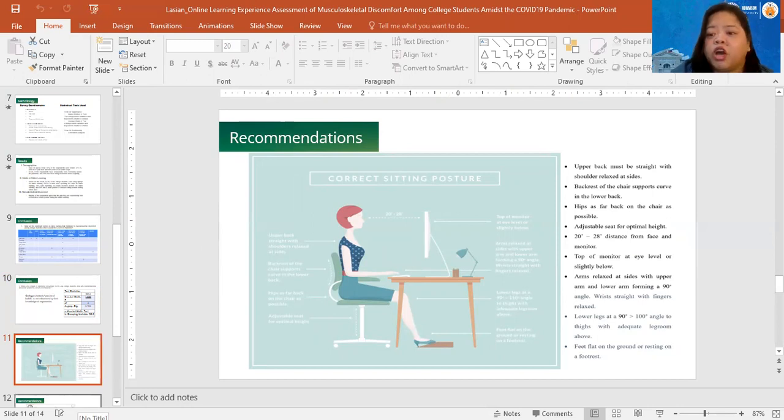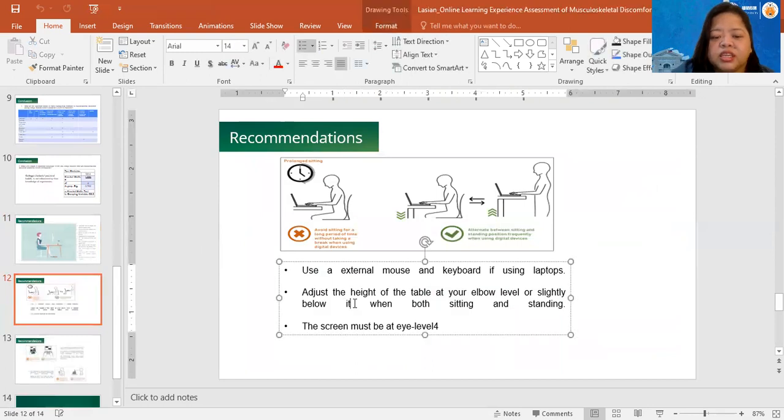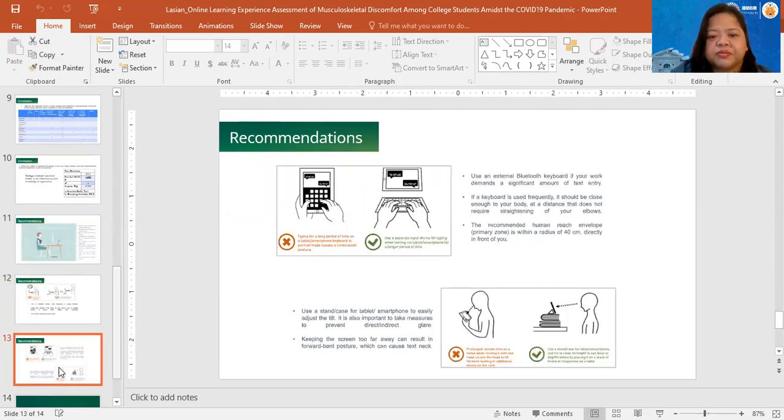We also would like to consider the use of external mouse and keyboard if using laptops, and adjust the height of the table at your elbow level or slightly below it when both sitting and standing. And then the screen must be at eye level. And also these are some of the recommendation if you're going to use smartphones and tablets.